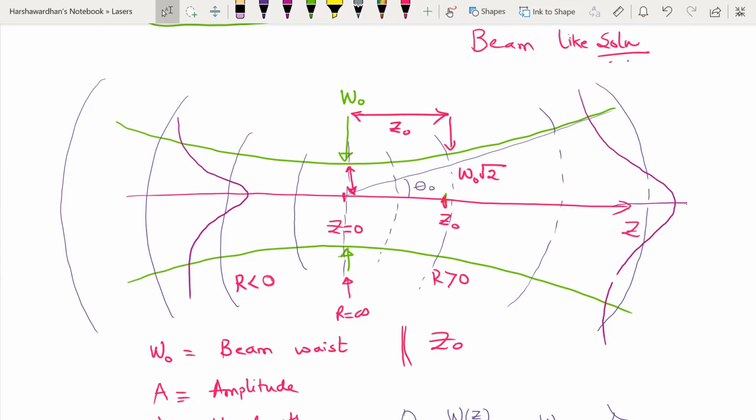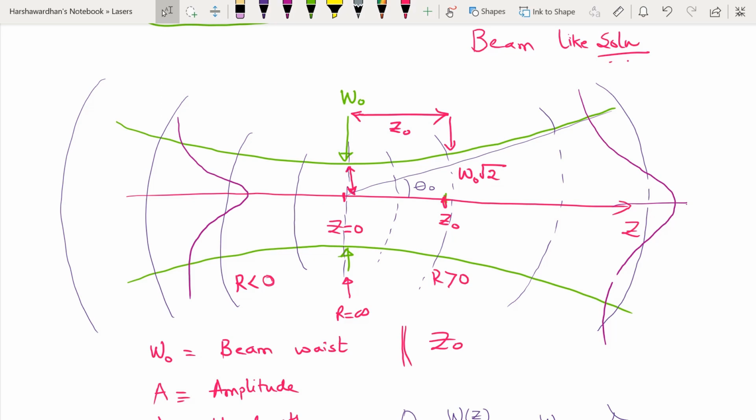So this is my z-axis, and clearly z equal to 0 is a special position. In green I have drawn W. So W is the locus of the points of equal intensity, if you like. Clearly W is minimum at z equal to 0 and is increasing on either side. Z equal to Z naught is a location where W goes from W naught to W naught times square root 2. So that is the kind of distance Z naught. This distance, which I mentioned above, is called the Rayleigh range.